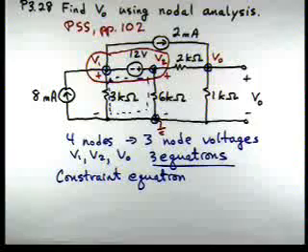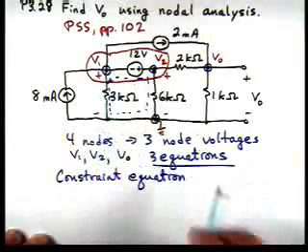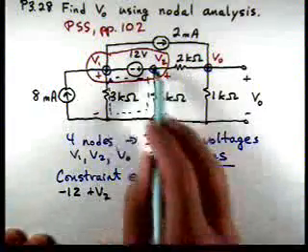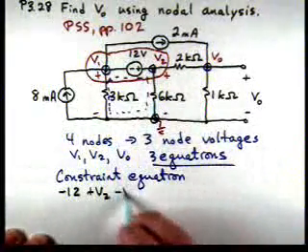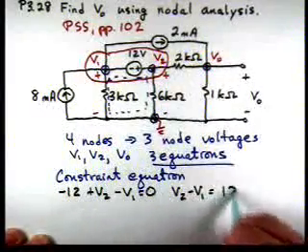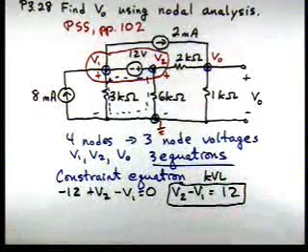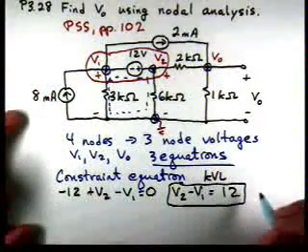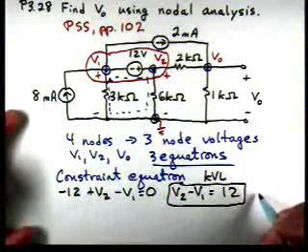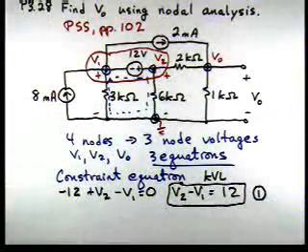So if we apply KVL around this loop, starting here and going around clockwise, we'll have minus 12 plus V2, it's coming from this node to this node, minus V1 equal to 0. So we get our constraint equation, V2 minus V1 equals 12. And remember, we used KVL to get that equation for the voltage source. So there's the first equation.